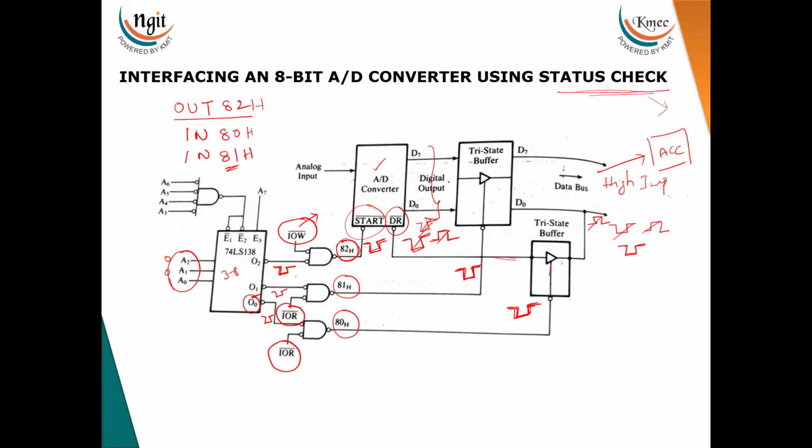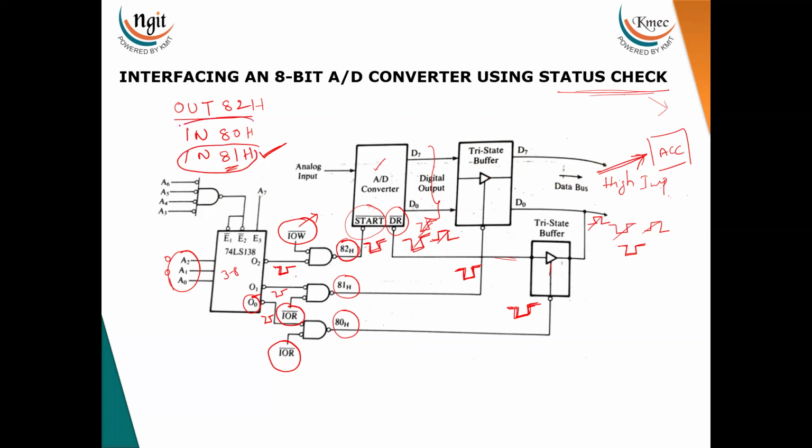It will enable the tri-state buffer. Now that the conversion is completed, the data is available here, and that data is transferred to the data bus once the tri-state buffer is enabled. After executing this instruction, the data is available on the data bus, and it is loaded onto the accumulator. That is, the microprocessor is reading the digital information using this instruction.